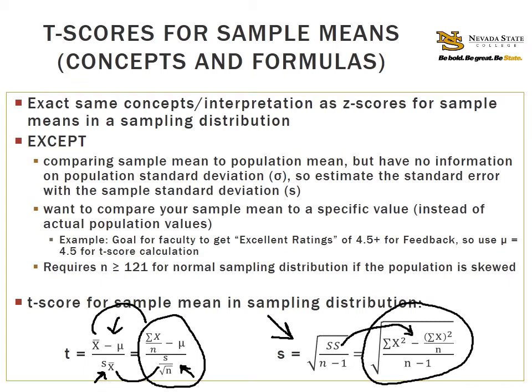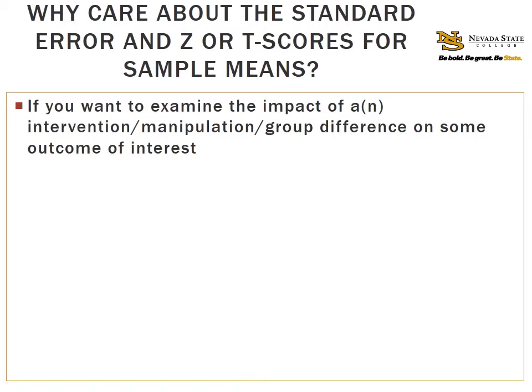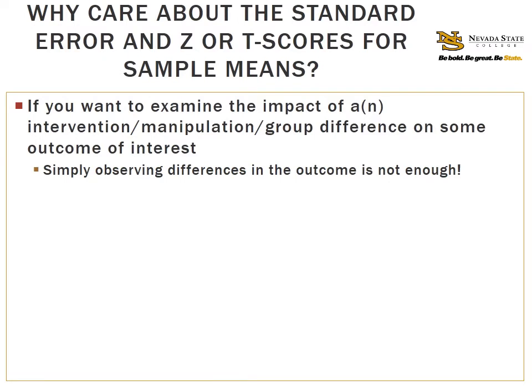Don't worry, I'm not as worried about the math as I am about the concepts. So why the heck do we care about the standard error or z-scores and t-scores for sample means? If you want to examine the impact of an independent variable, an intervention, manipulation, or group difference on the dependent variable, right, some outcome of interest, then you can't simply compare your sample mean and your population mean. It's not good enough. Simply observing those differences in the outcome is not enough because differences can occur just due to chance, not necessarily because of what you did in your study.